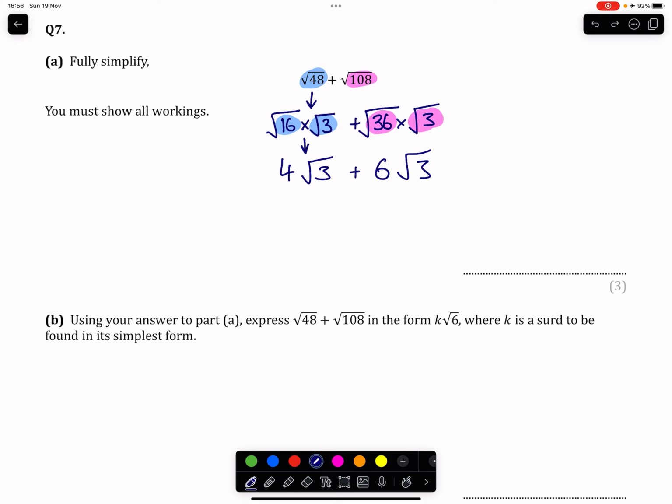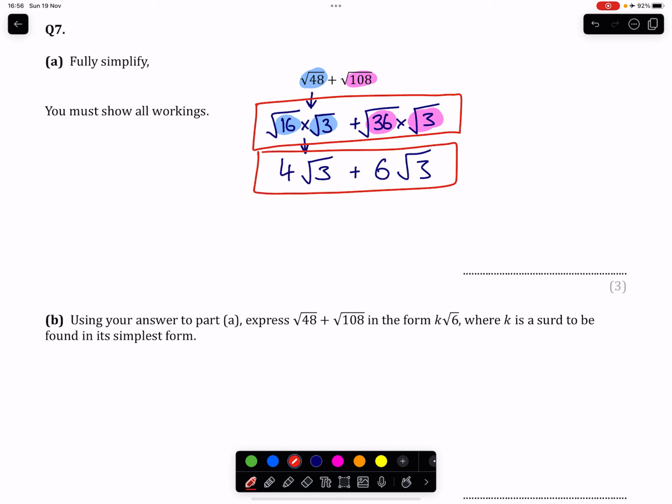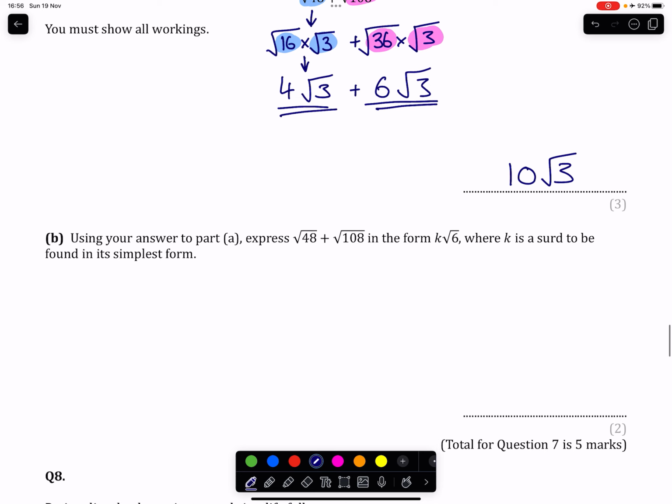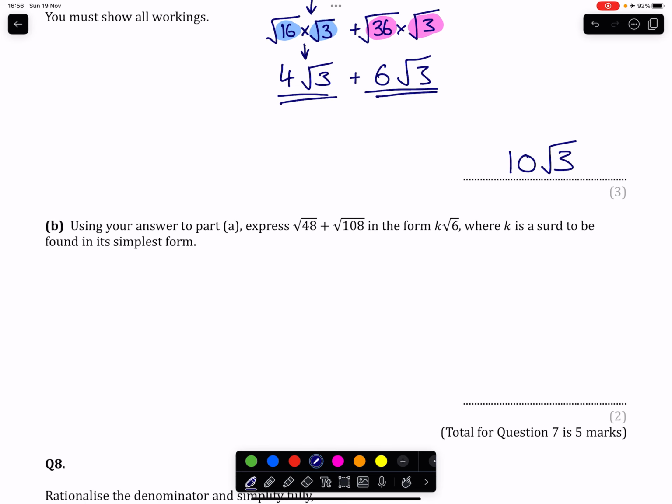So this step here in red is you showing how to break these surds down and simplify them to give us the following. And then the only thing that's left to do to get our final answer is add these. 4 root 3's plus 6 root 3's are going to give us 10 root 3's, which is our final answer for that.